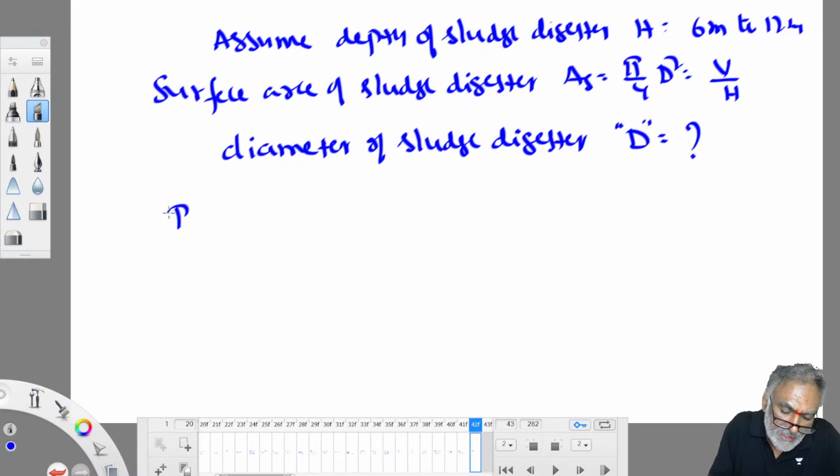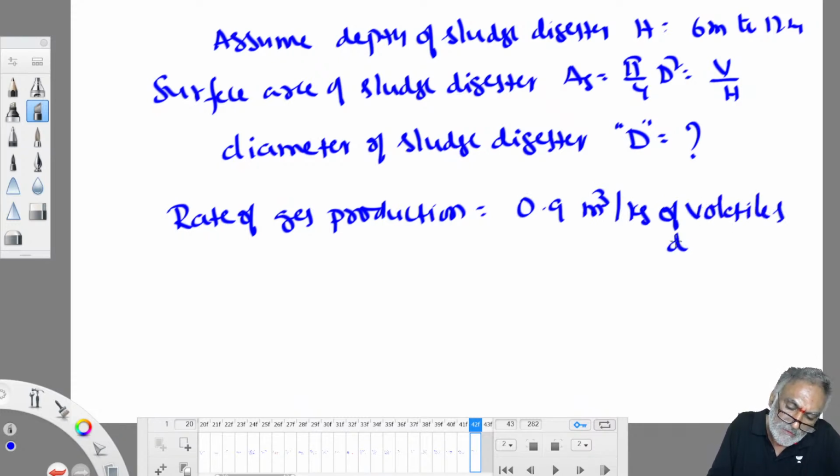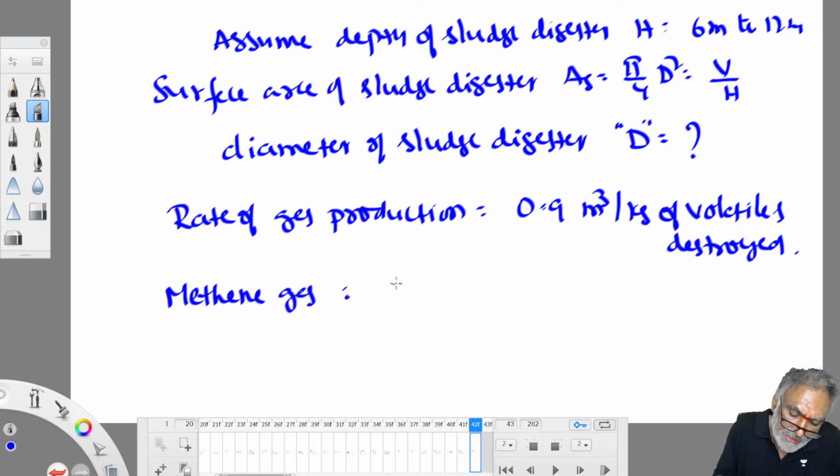And of course the rate of gas production also they are asking. Rate of gas production at sludge treatment is normally 0.9 cubic meter for every kilogram of volatiles destroyed. Again they are asking how much amount of methane gas is produced. Out of total gas produced, methane gas is 60% to 70%. Carbon dioxide gas is 20 to 30%. Remaining gases are in traces.